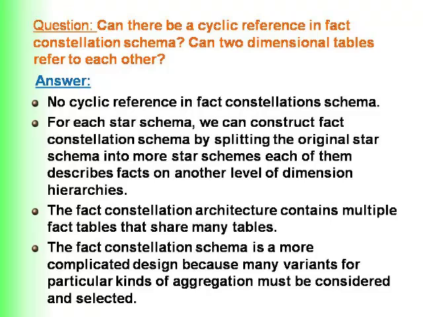So therefore, the fact constellation architecture contains multiple fact tables that share many dimension tables. The main shortcoming of the fact constellation schema is a more complicated design, because many variants for particular kinds of aggregation must be considered and selected. Moreover, dimension tables are still large. That is why there is no question of cyclic reference arising in fact constellation schema. However, multiple fact tables can share the same dimensions.